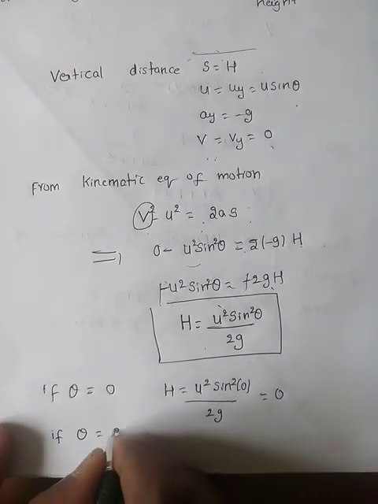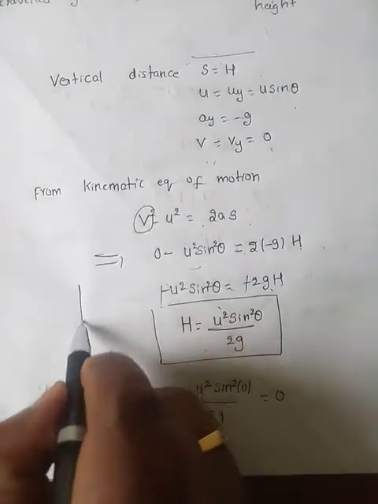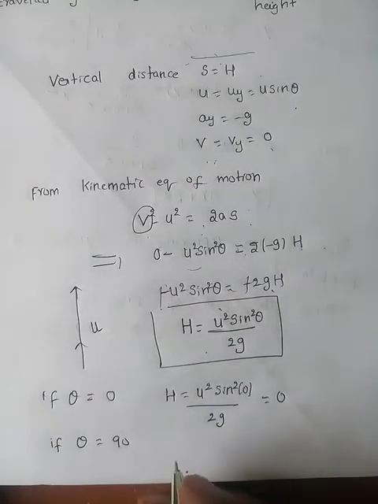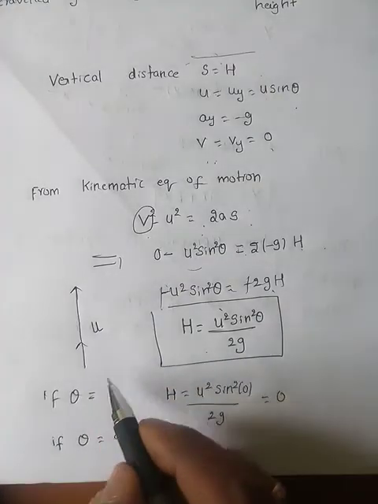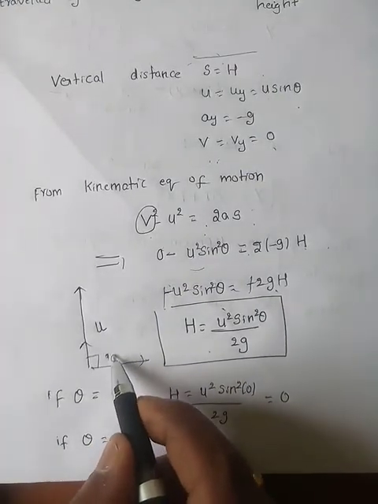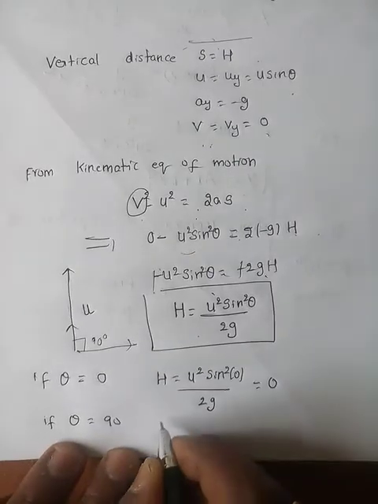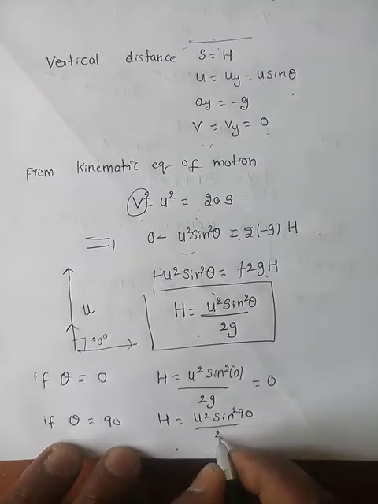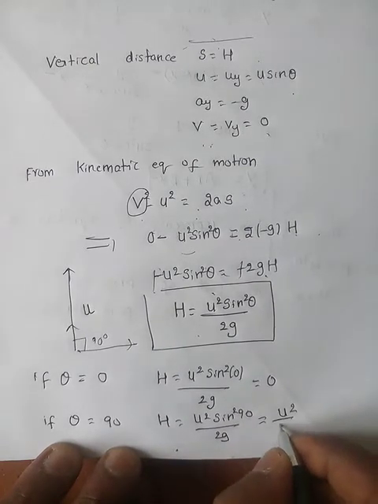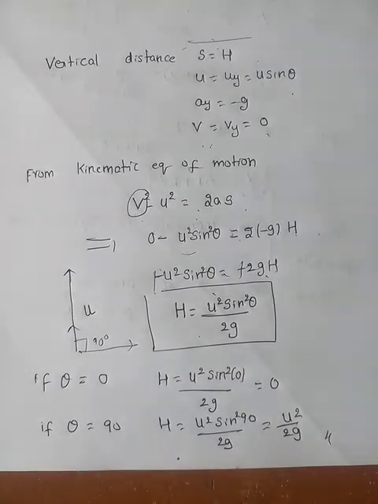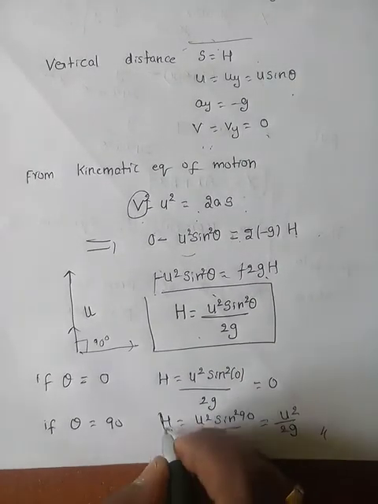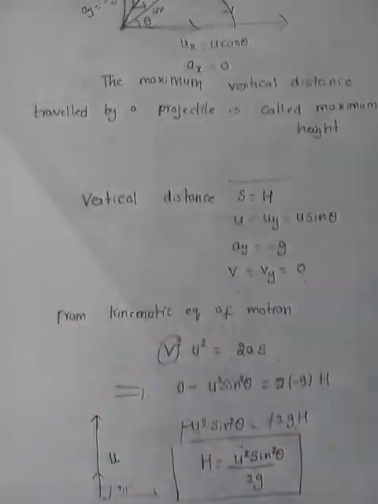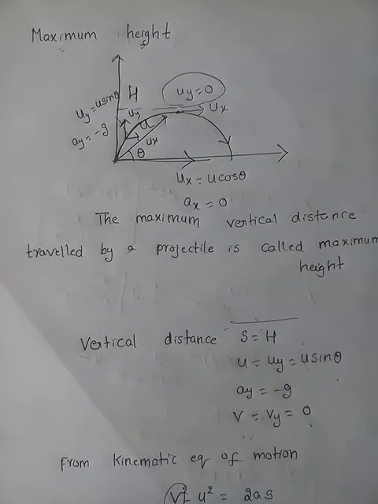When is it maximum? When you project vertically, right? So when you project like this with a velocity u, it reaches maximum height. So theta is equal to 90. This is horizontal. With respect to horizontal, we project with an angle of 90 degrees. Substituting the value, what do you get? h is equal to u square sin square 90 by 2g, that is equal to u square by 2g. So this is the expression for maximum height. Clear? Very important for 3 marks.